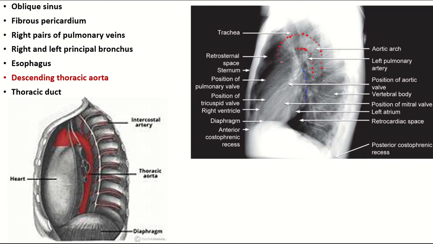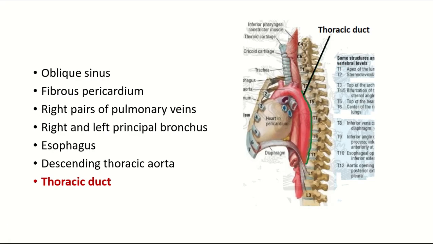This is the heart, this is the arch of the aorta, this is the descending thoracic aorta. So the base of the heart is related with the descending thoracic aorta. And lastly, it is related with the thoracic duct. So the base of the heart is related with the right pair of the pulmonary veins, principal bronchus, esophagus, and descending thoracic aorta, and lastly the thoracic duct.